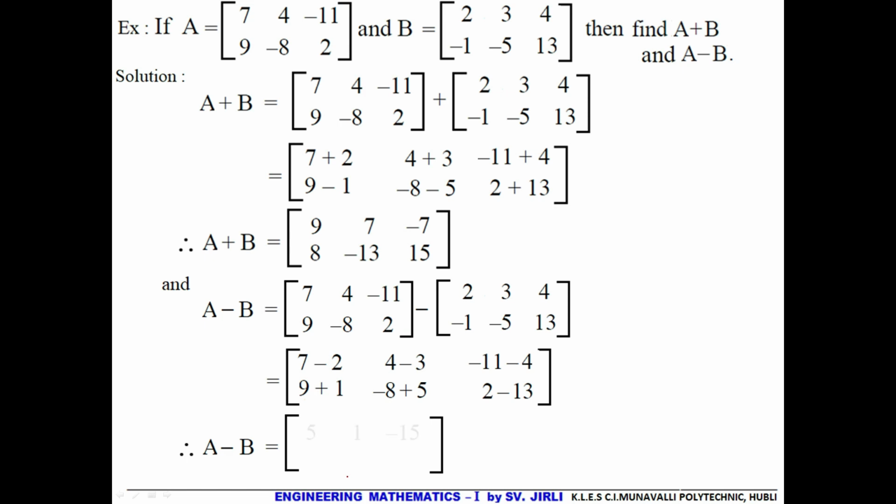7 minus 2 is 5. 4 minus 3 is 1. Minus 11 minus 4 is minus 15. Second row is 10, 3, minus 11. This is the answer, A plus B and A minus B. Hope you understood. Let us try one more example.